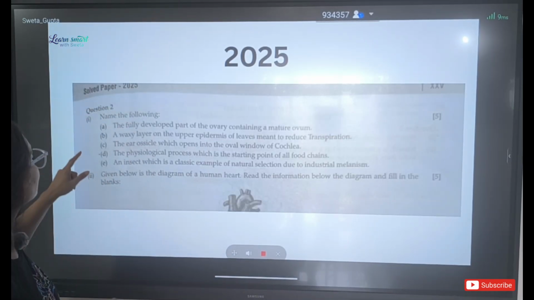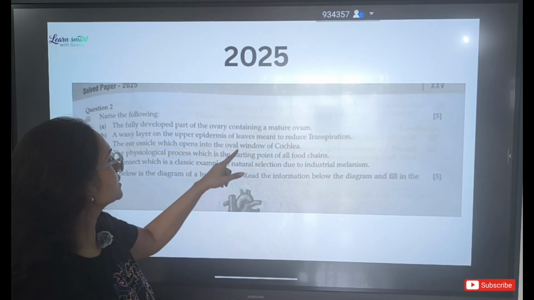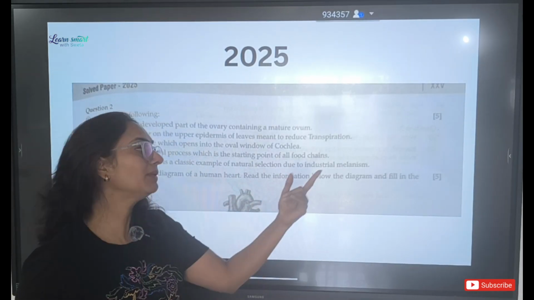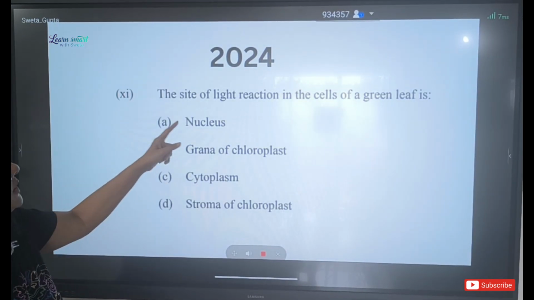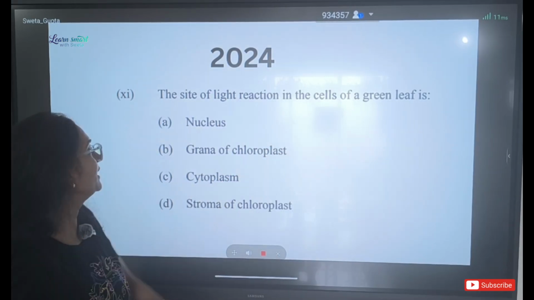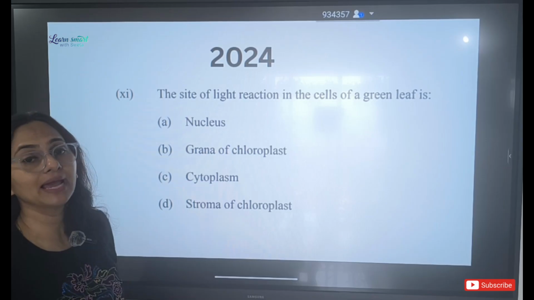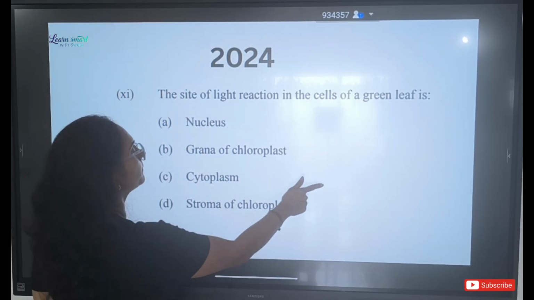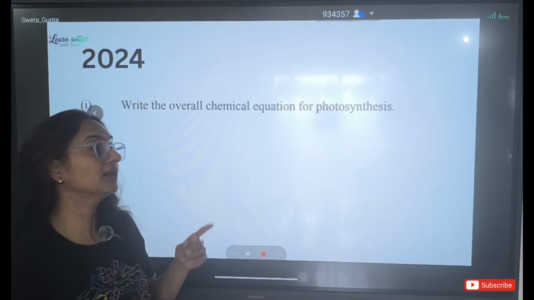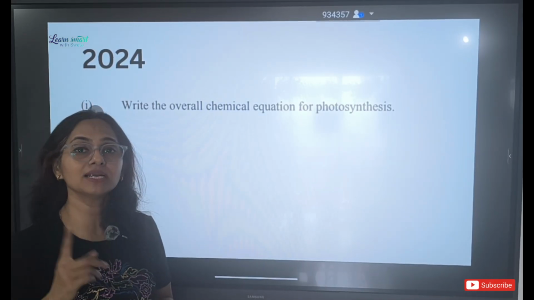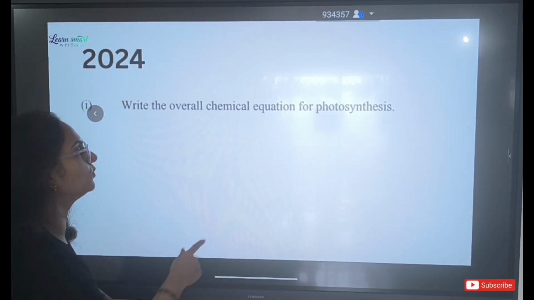Next is, name the following. The physiological process which is the starting point of all food chains. 1 mark question. It will be photosynthesis. Next, the site of light reaction in the cells of a green leaf. It will obviously be the grana of the chloroplast. In 2024, write the overall chemical equation for photosynthesis came again. That same reaction that I had told you before, that equation of photosynthesis, you know.